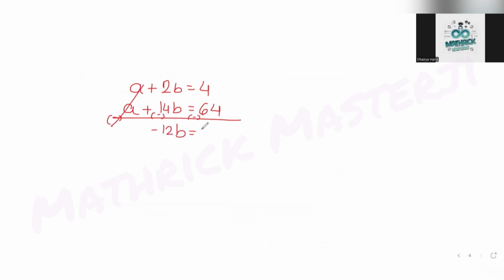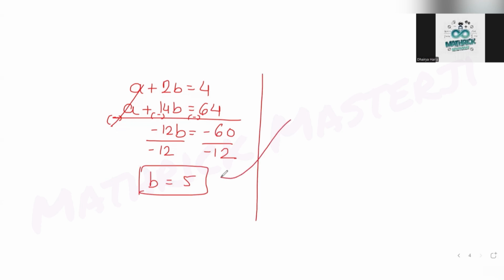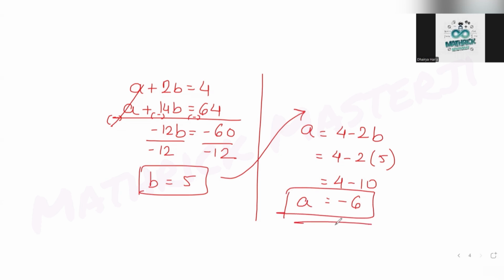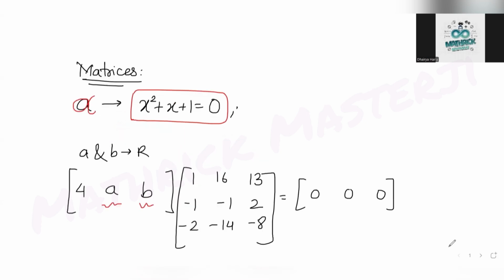So a plus 2b is 4, and a plus 14b is 64. If I subtract them, a gets cancelled. 2 minus 14 is minus 12b, 4 minus 64 is minus 60. Dividing by minus 12 on both sides leaves me b as 5. So b is 5. Once I get b is 5, a becomes 4 minus 2b, so 4 minus 2 times 5, 4 minus 10, which is minus 6. So a is minus 6 and b is 5. Once I get the values of a and b, then I'll do the question.